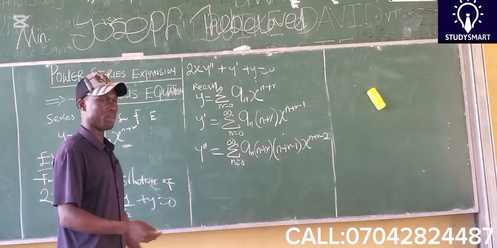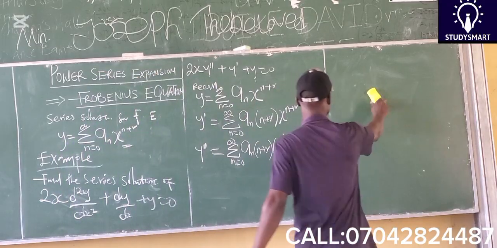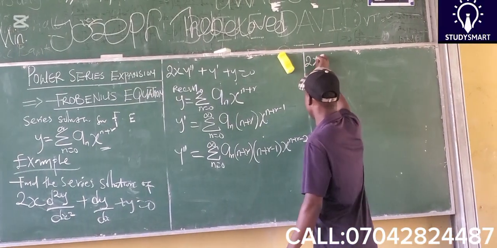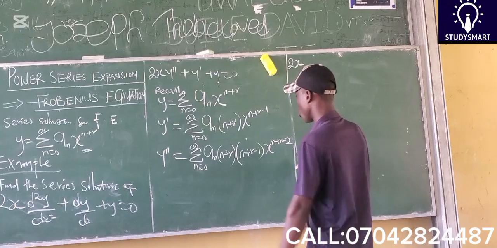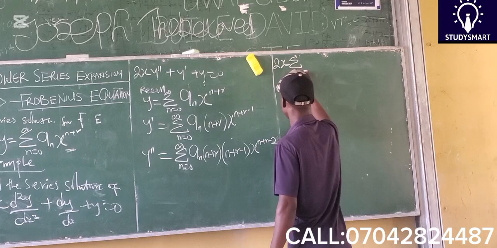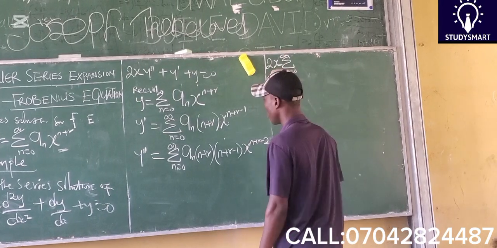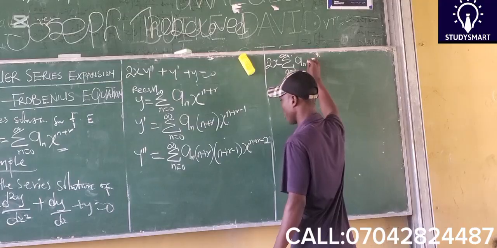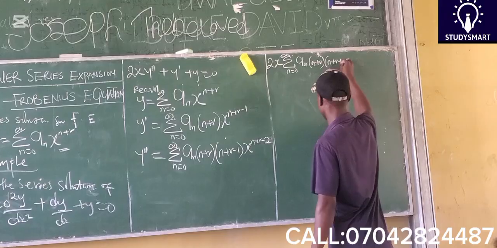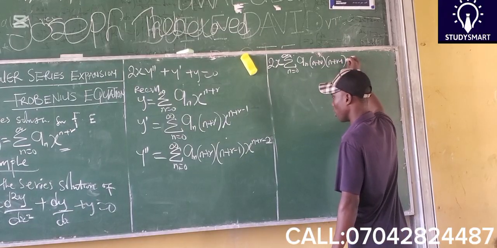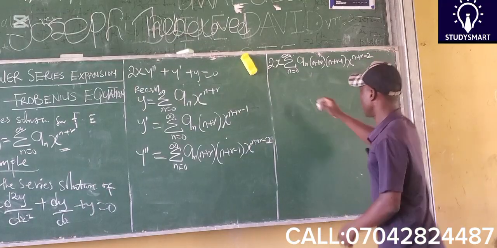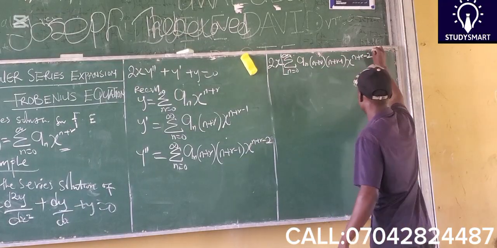So in doing that, what we are going to be having is 2x. Alright, so y prime prime is this. So I will carry the whole of this and I substitute it there to obtain the summation n equal to 0 to infinity of a subscript n into n plus r, into n plus r minus 1, x to power n plus r minus 2. Alright, so that's what I have, this in a bracket.